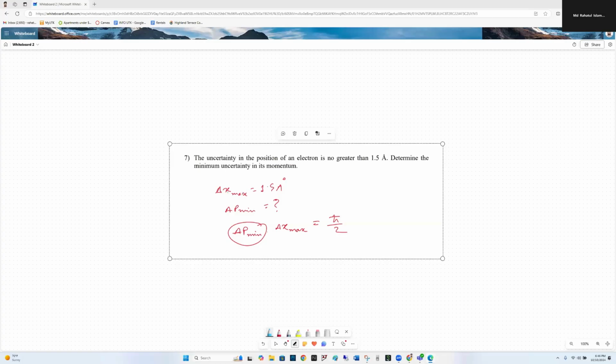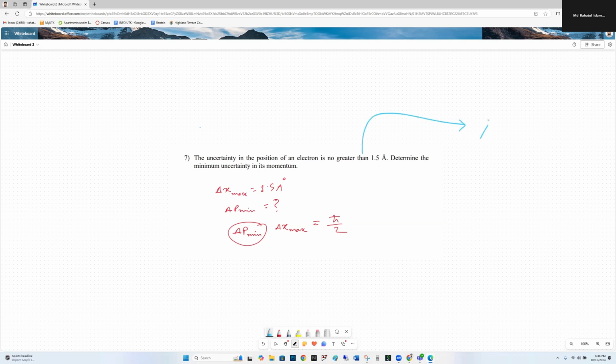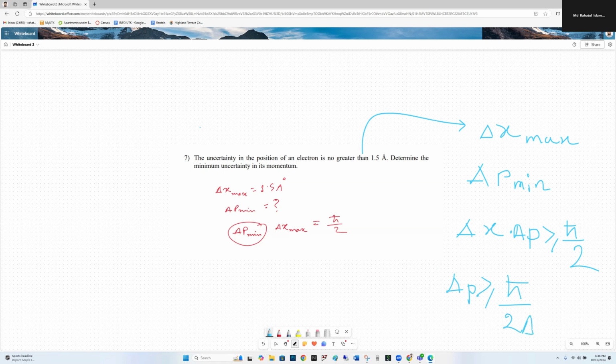This is more or less the same question, a similar question I'd say. The uncertainty in the position of an electron is no greater than 1.5 angstrom. I mean, the uncertainty in position, delta x, is no more than this maximum value. Determine the minimum uncertainty in its momentum. So delta p minimum is needed. This is almost the same as the previous problems. So we have delta x times delta p is greater than h cut divided by 2, and we need delta p is greater than h cut divided by 2 delta x.